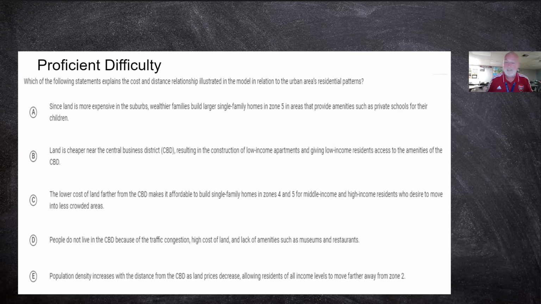Population density does not increase with the distance from the CBD. It actually decreases because you've got mom, dad, 2 kids and a dog living in that typical suburban home. That's going to be a low density gradient as opposed to apartments and condos and things like that in the central business district area because land is expensive. So we're going to build up instead of out. So you arrive at that best answer where it says the lower cost of the land from the CBD makes it affordable for single family homes.